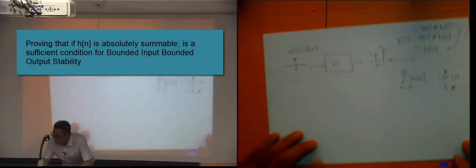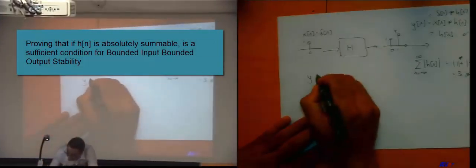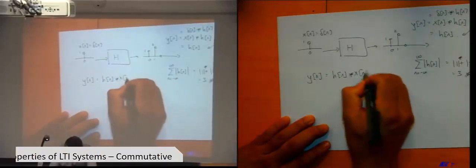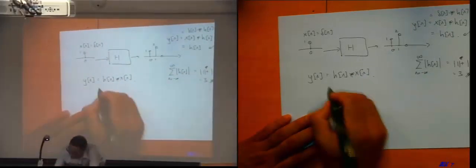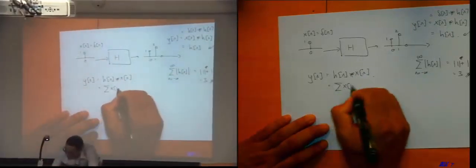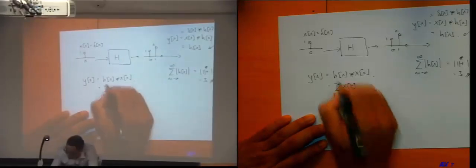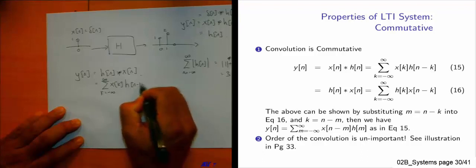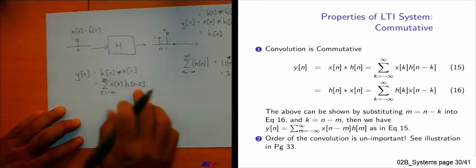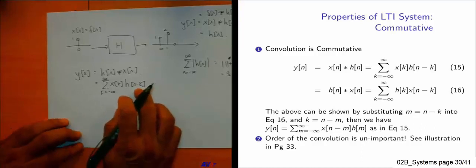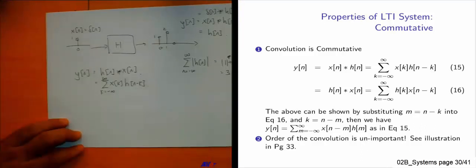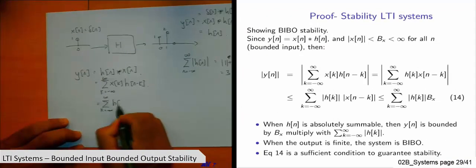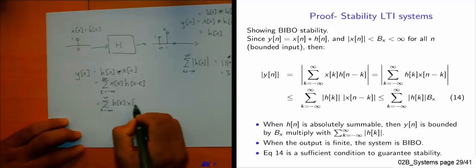Okay, so let's try again. We know that y of n equals h of n convolved with x of n. Any problem so far? Equals summation x[k], h[n minus k], correct? So this is x convolved with h. Convolution is commutative, means I can switch the order around. Means summation h[k] x[n minus k]. Okay?